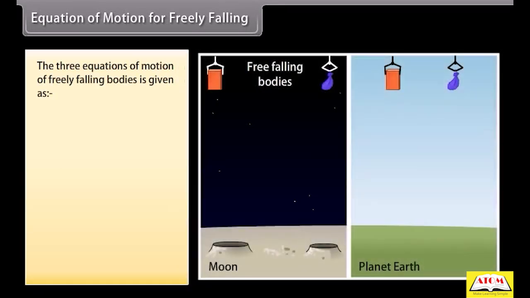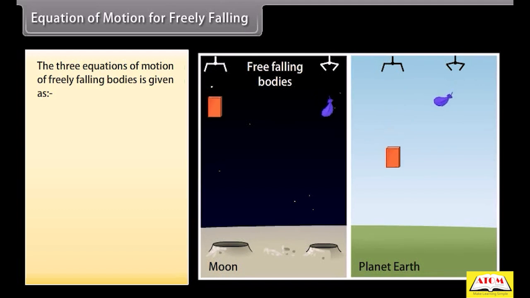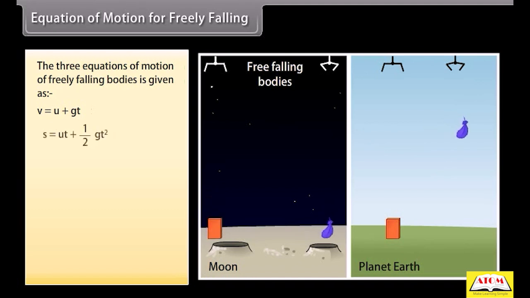Equation of motion for freely falling bodies. The three equations of motion of freely falling bodies are given as v equals u plus gt, s equals ut plus 1/2 gt squared, v squared equals u squared plus 2gs.